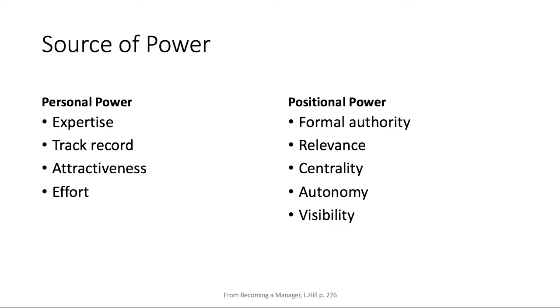Next, we have autonomy. This is the amount of discretion you have in your position and what you're able to do. Having more discretion and more discretionary movement is a source of power. And finally, visibility. The degree to which the outcomes of your performance are known, people can see them. That will also give you power.